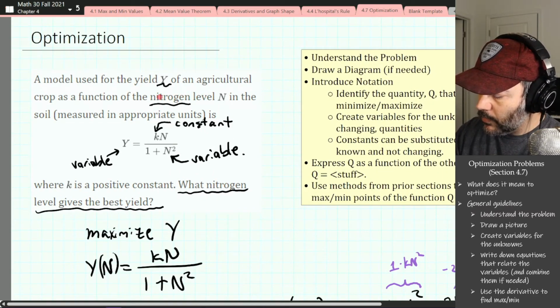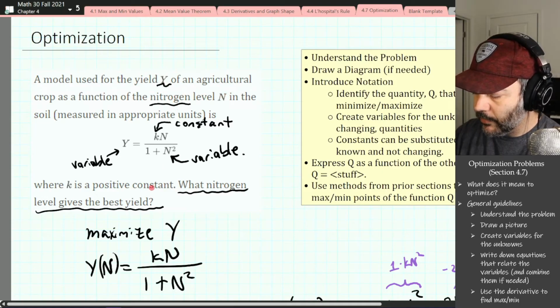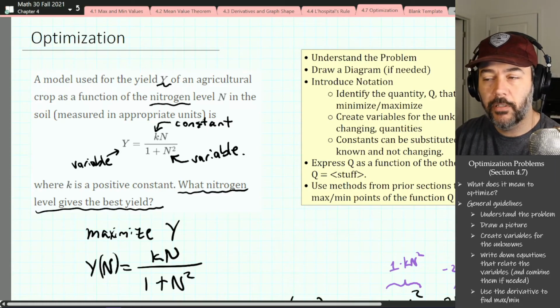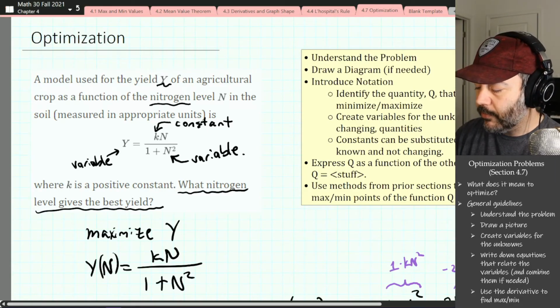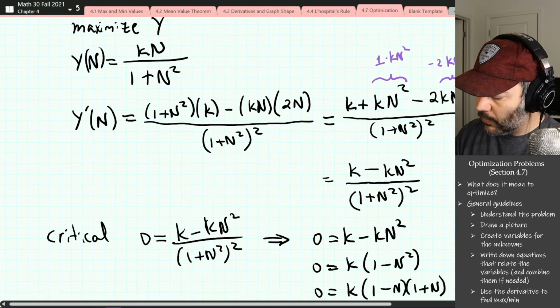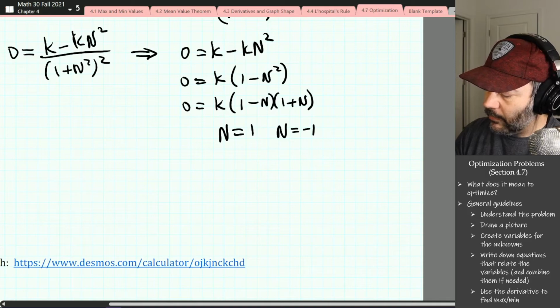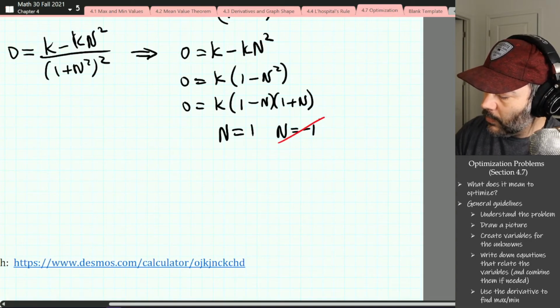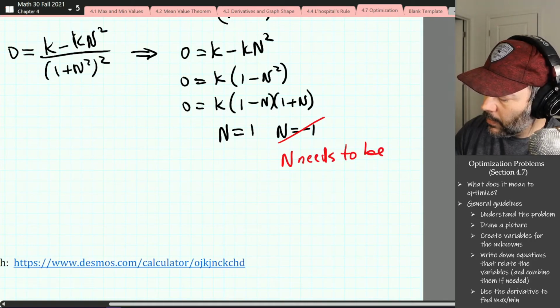Okay, so we're trying to find the level of nitrogen that maximizes the yield. Does it make any sense to have a negative value of nitrogen? Not really. If we're going to measure a quantity of nitrogen, the least you can have is 0. So although we theoretically found n equals -1 as a solution, we reject that one because n needs to be positive.